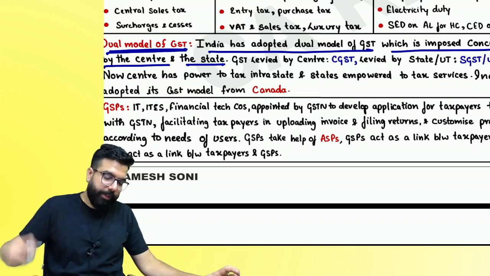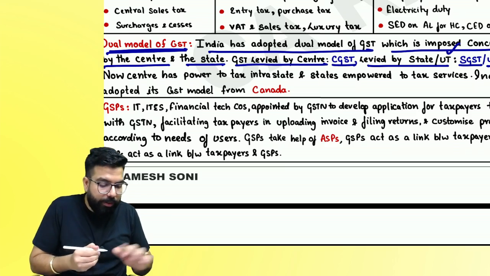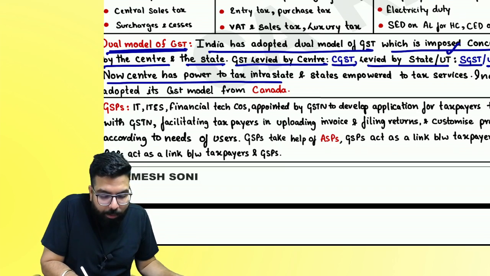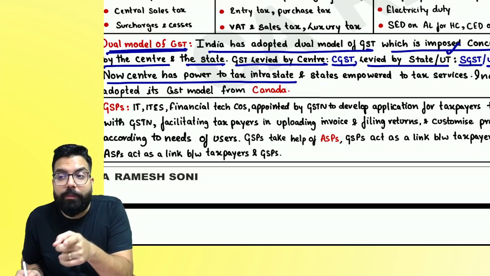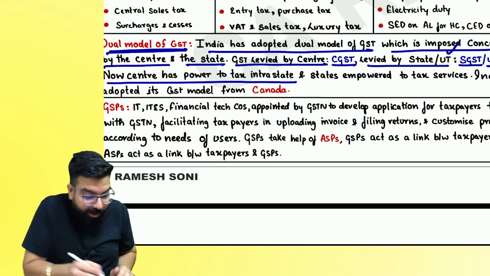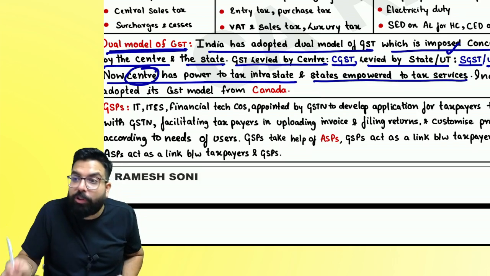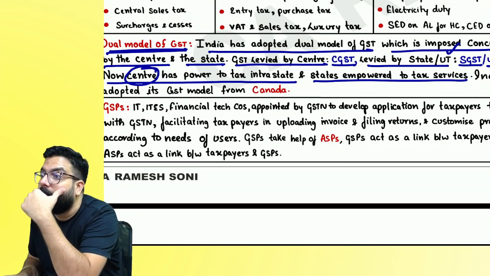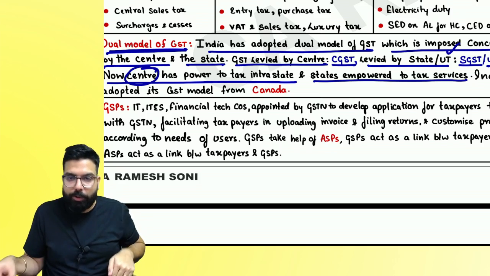Can I go ahead, everyone? The central government charges CGST, the state government or union territories charge SGST or UTGST. Now the center has the power to charge on intra-state supply, because on intra-state supply VAT was there, and who used to collect VAT? The state government. But now the central government is also collecting, and states are empowered to tax services. Service tax, who used to collect? Now the state will also collect on services. Are you guys able to understand?